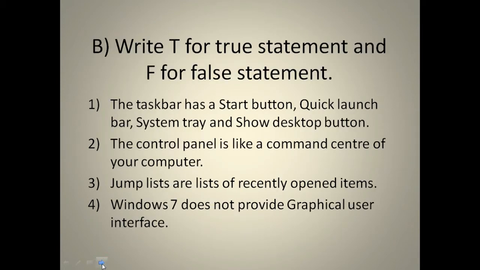So see the next exercise. Write T for true statement and F for false statement. True or false. Question 1: The taskbar has a start button, quick launch bar, system tray and show desktop button. Number 2: The control panel is like a command center of your computer. Number 3: Jump lists are lists of recently opened items. Number 4: Windows 7 does not provide graphical user interface. So you have to write T or F. T for true statement, F for false statement.